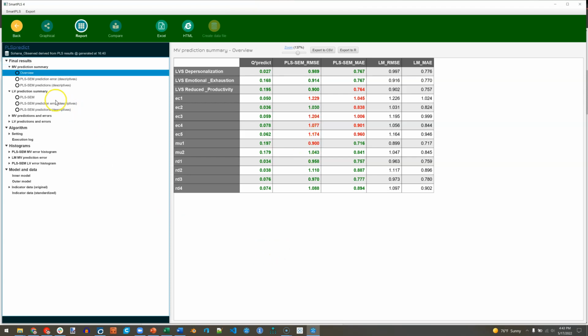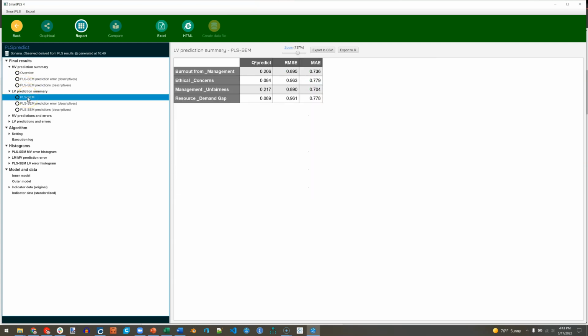Now, if we'd like to look at the predictive power for our latent variables, not just our manifest variables, go over here to LV prediction summary. Click on PLS-SEM, and you can see the Q squared here should all be positive, above zero. If they are, then you have good predictive power at the inner model structural level. There is no absolute cutoff for RMSE or MAE. We just want to minimize these, but these are relative to the variable scales. So focus primarily on this Q squared predict column.